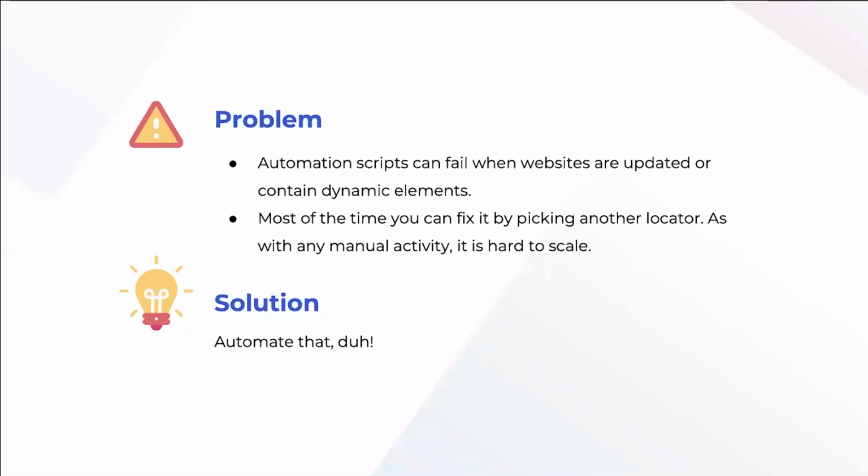So automation scripts can fail, obviously, and one of the most common causes of failures is that the websites changed since the last time you recorded, or that the websites contain elements that change automatically. We call them dynamic elements. So in a recorder, we use locators to identify elements. So you can think of locators sort of like descriptions of elements.